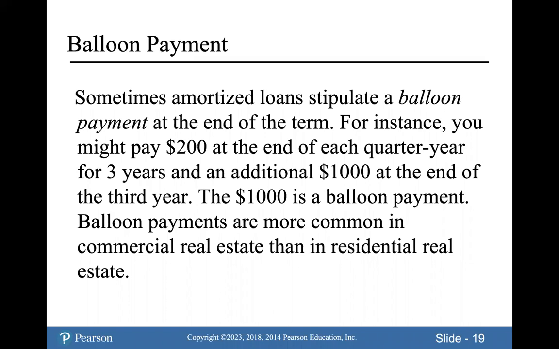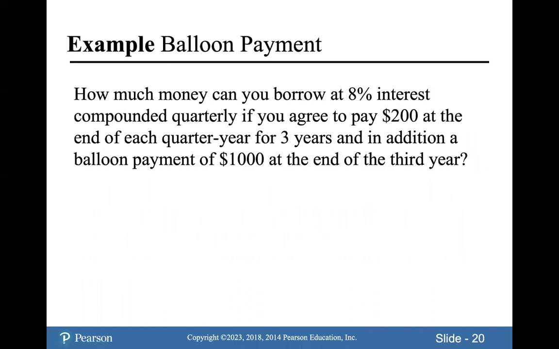All right, and then for the final topic in this section, we'll look at balloon payments. Sometimes amortized loans stipulate a balloon payment at the end of the term. For instance, you might pay $200 at the end of each quarter year for 3 years, and an additional $1,000 at the end of the third year. This $1,000 is called a balloon payment. Balloon payments are more common in commercial real estate than in residential real estate.